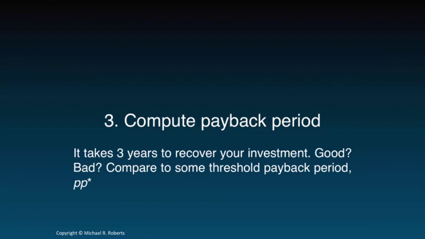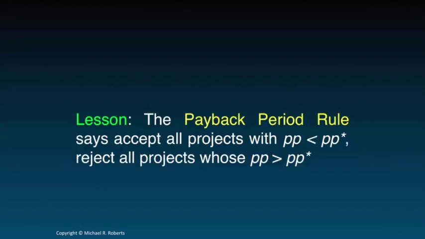Is that good? Is it bad? How do we know if 3 is good? How does that help us in our decision of whether or not to undertake the project? Well, what we do is we compare it to some threshold. And so the payback period rule says accept all projects with a payback period less than the threshold, reject all projects with payback periods greater than that threshold.